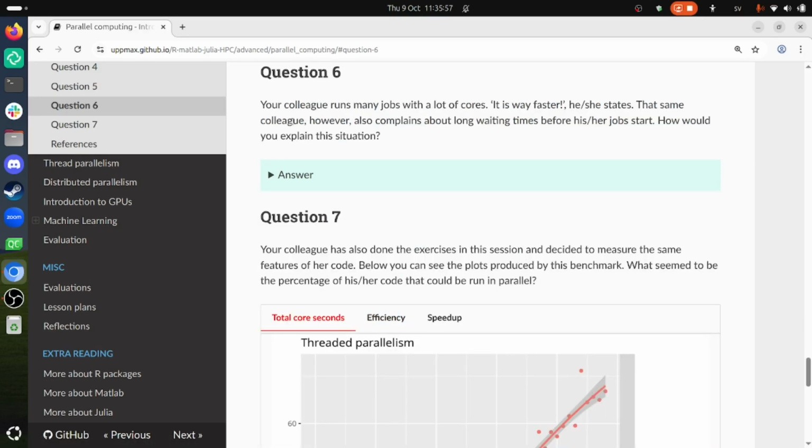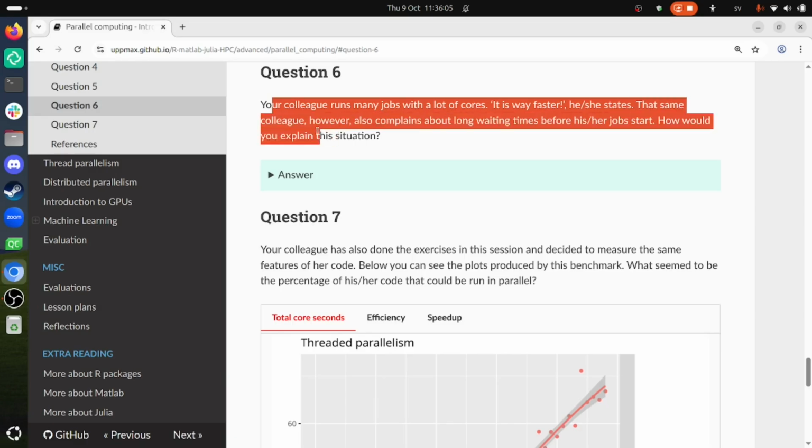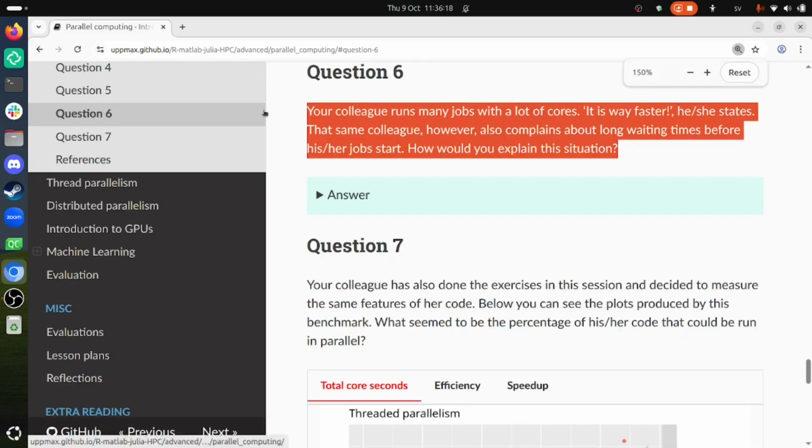Next question. Your colleague runs many jobs with a lot of cores. It is way faster, he or she states. The same colleague, however, also complains about long waiting times before his or her job starts. How would you explain this situation? Like, how would you tell the colleague what's going on?